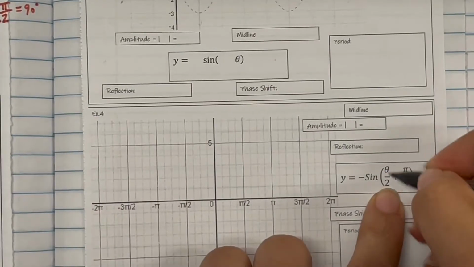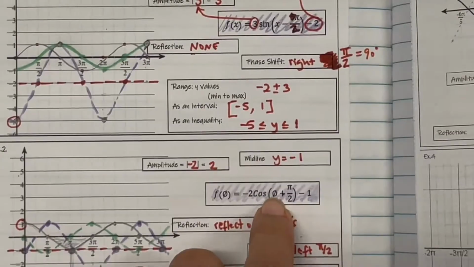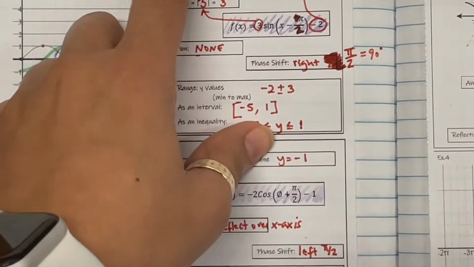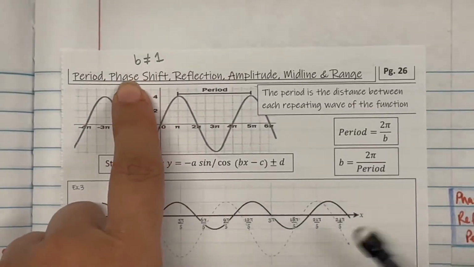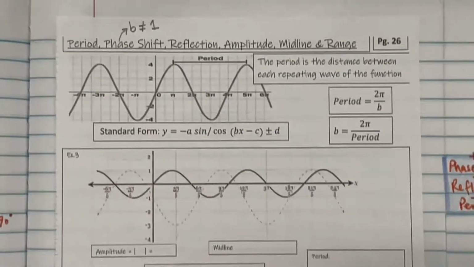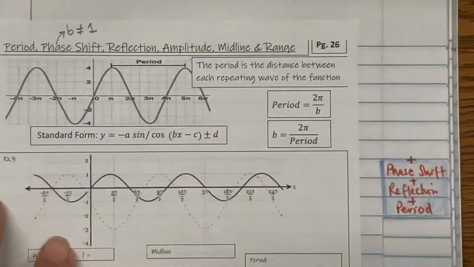So when there's a number in front of the x, you see there's a half right there. On these other examples, it was equal to 1. So what do we do when it's not equal to 1? Okay, so it seems like it's a little bit harder, but it's really not. It's just one additional step.